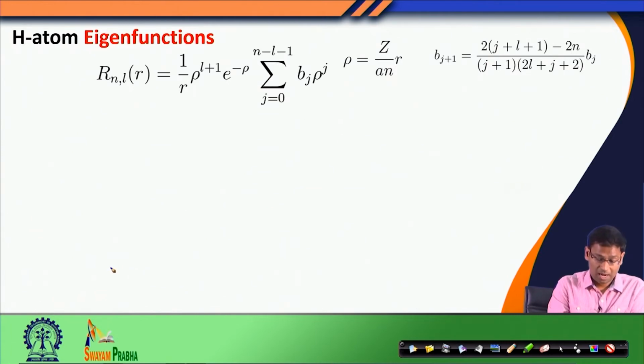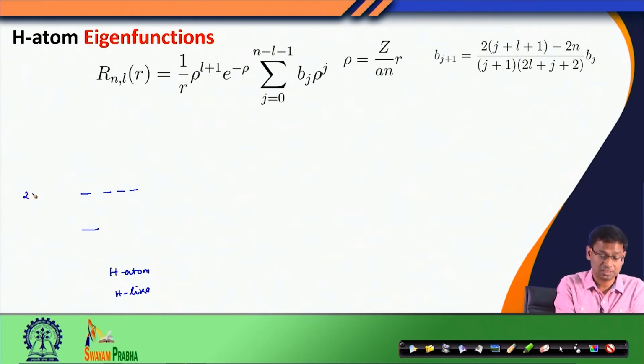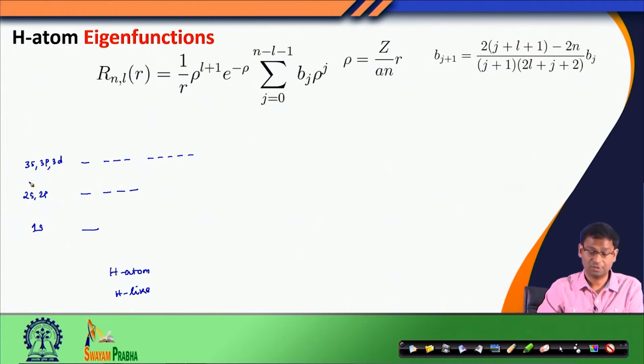So, for hydrogen atom or hydrogen-like atom, that means when I have helium plus or lithium 2 plus and so on, the lowest energy level is 1-fold degenerate, the second energy level is 2-fold degenerate, because this corresponds to 2s, 2p, this is 1s, the third one will be 3s, 3p, 3d, 9-fold degenerate.